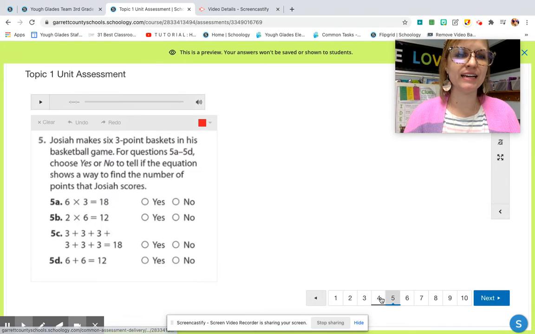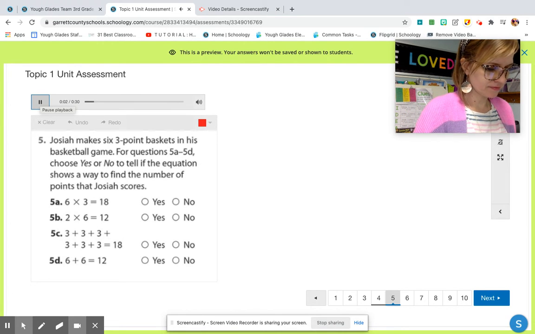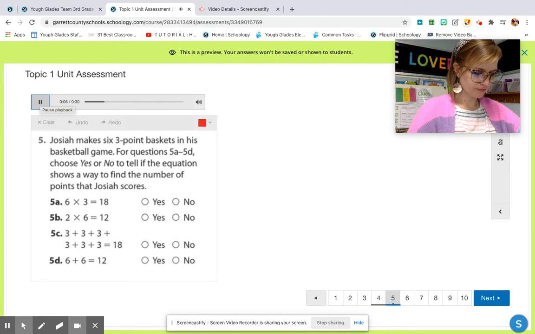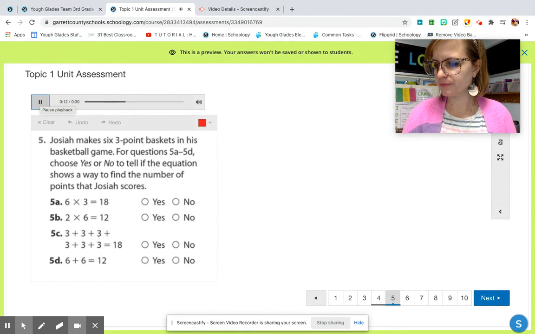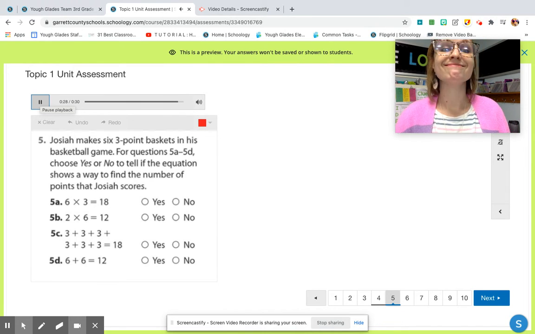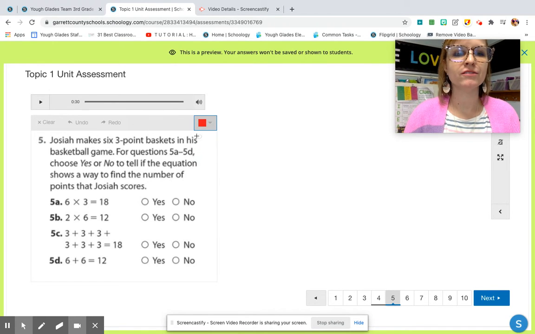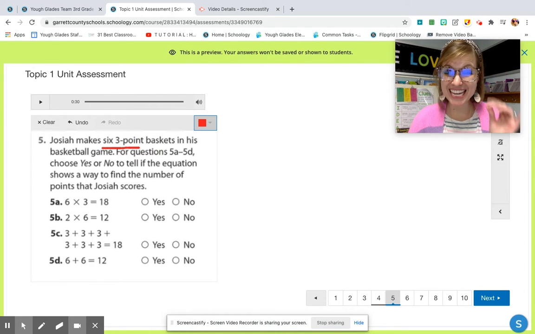Moving on to number 5, let's listen. Josiah makes 6 3-point baskets in his basketball game. For questions 5A through 5D, choose yes or no to tell if the equation shows a way to find the number of points that Josiah scores. Josiah makes 6 3-point baskets in his basketball game. That's very important to note is this part right here. Josiah makes 6 3-point baskets, okay? 6 3-points.